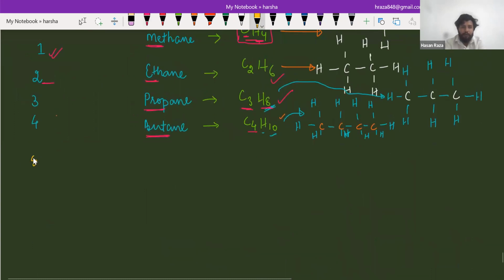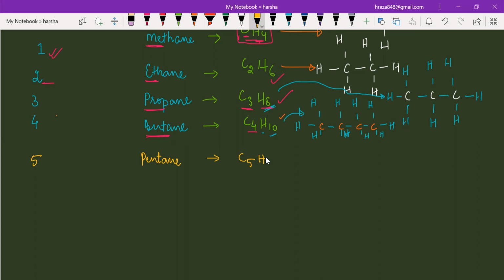Now come to, if you have 5 carbon, then we say pent. And since it is singly bonded, that means pentane. So what will be the formula? Number of carbon is 5. Can you tell me the number of hydrogen? Afra, Arshia, anyone of you? Martin, what you just said? Hydrogen should be 12. Yes, it will be 12.